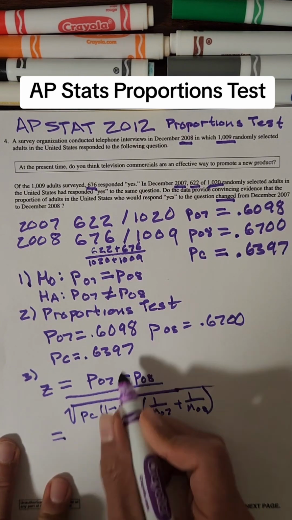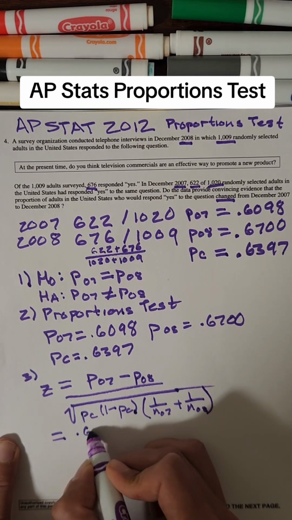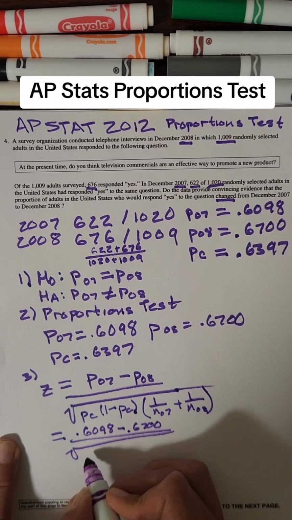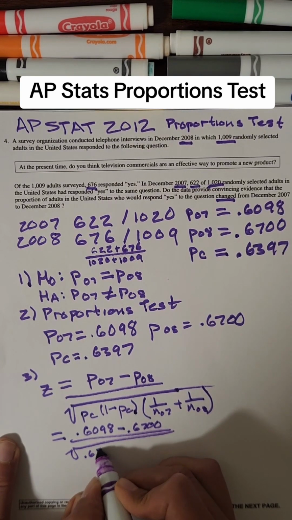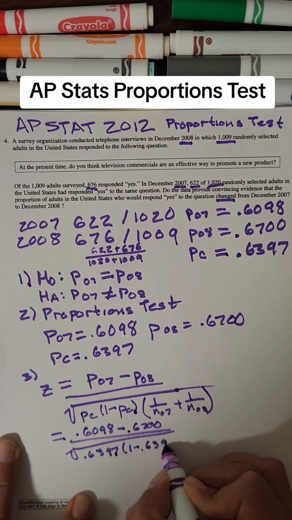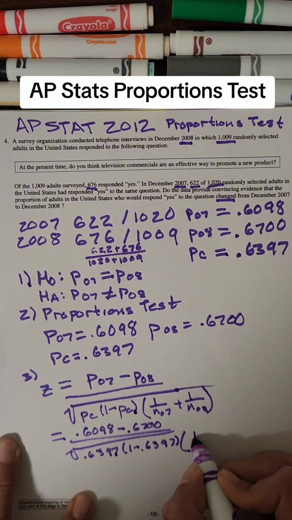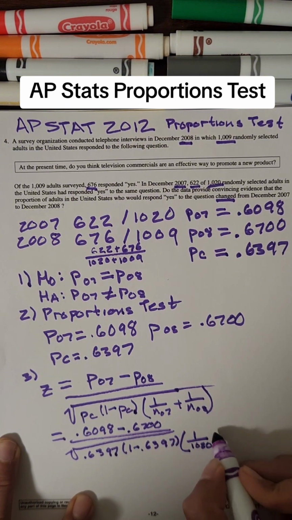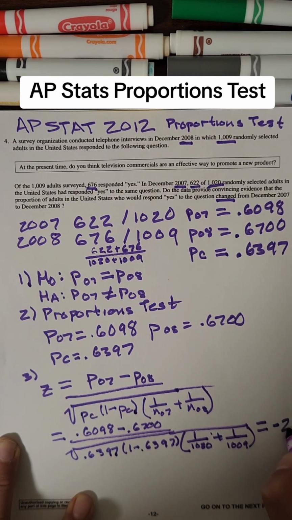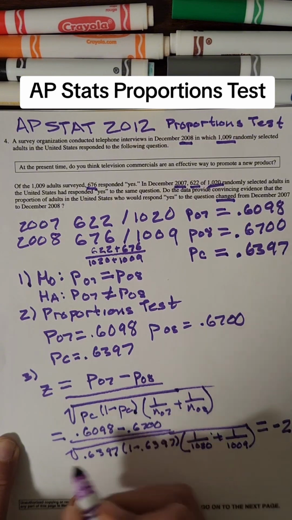So this comes out to be 0.6098 minus 0.6700, over the square root of 0.6397 times 1 minus 0.6397. And then we have our n terms. So that's 1020 in one case, and then 1009 in the other case. This is going to come out to be minus 2.82.